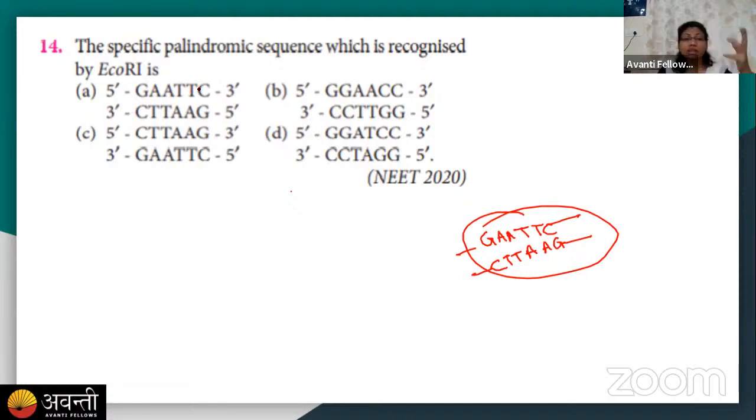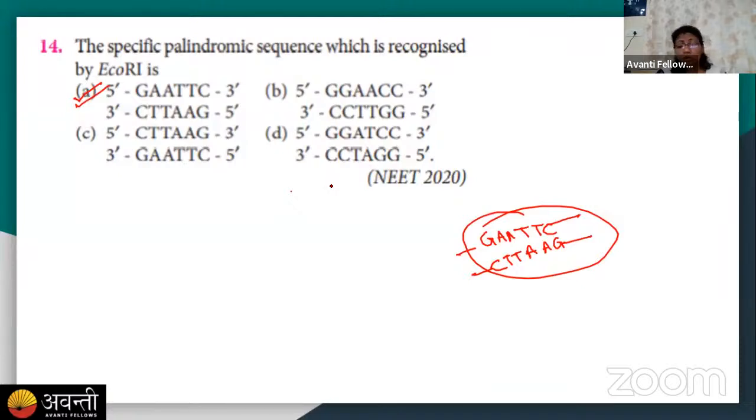GAATTC. Yes, both the strands are making the palindromic sequence, and this is the sequence which is recognized by EcoRI. So option A is the correct answer. Very good, Yadagiri, you are doing very well.